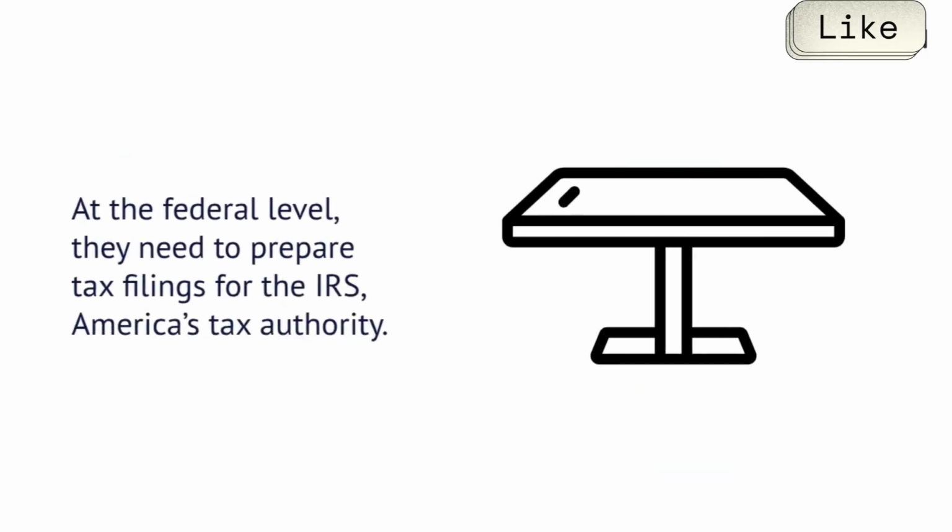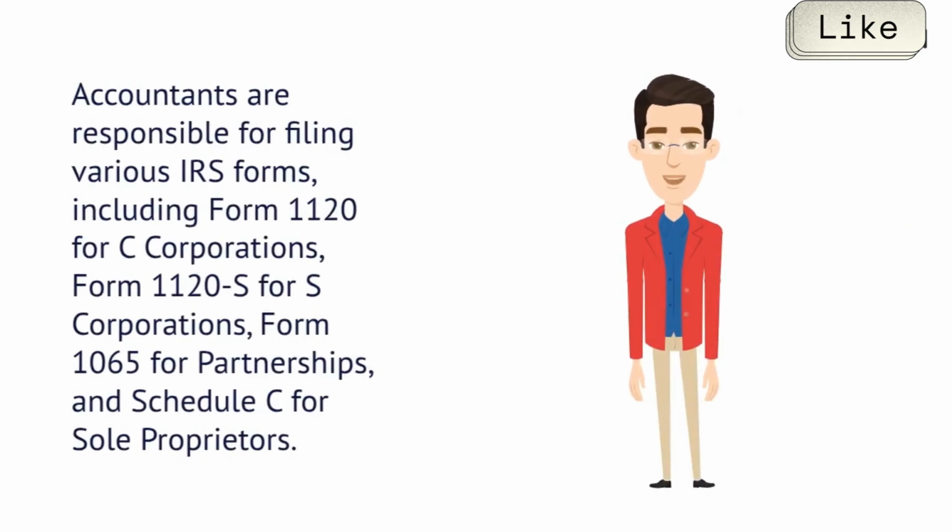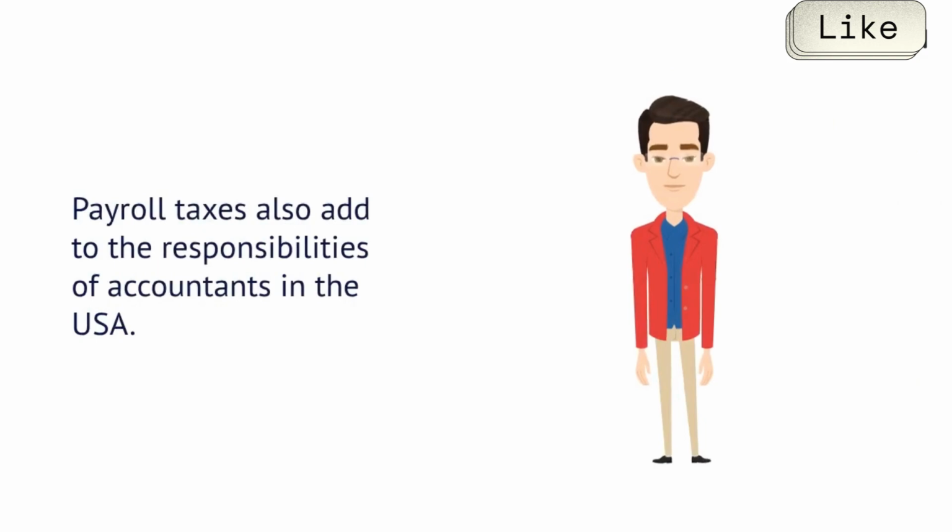At the federal level, they need to prepare tax filings for the IRS, America's tax authority. The corporate tax rate is a flat 21%, while individual federal tax rates can range from 10% to 37% depending on income levels. Accountants are responsible for filing various IRS forms, including Form 1120 for C corporations, Form 1120S for S corporations, Form 1065 for partnerships, and Schedule C for sole proprietors. Payroll taxes also add to the responsibilities of accountants in the USA.